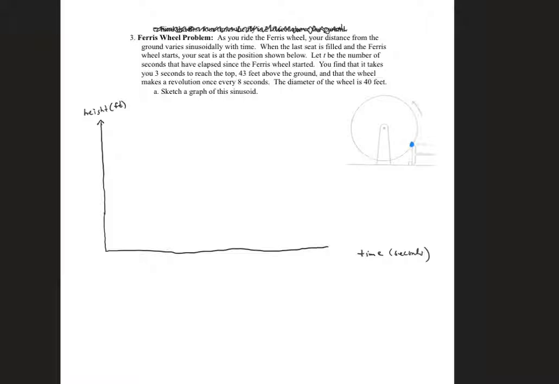It says let t be the number of seconds that have elapsed since the Ferris wheel started. You find that it takes 3 seconds to reach the top, and the top of that Ferris wheel is 43 feet above the ground, and that the Ferris wheel makes a revolution every 8 seconds. So we're going to get one full spin around every 8 seconds, and the diameter of the wheel is 40 feet.